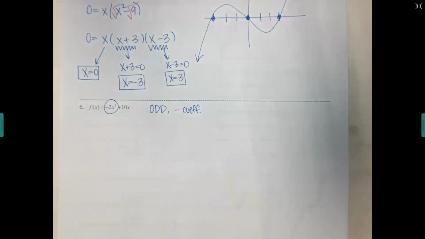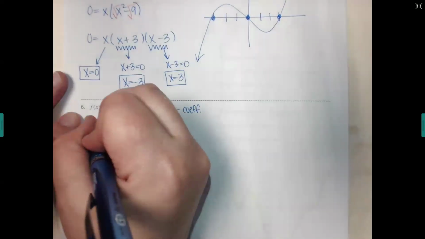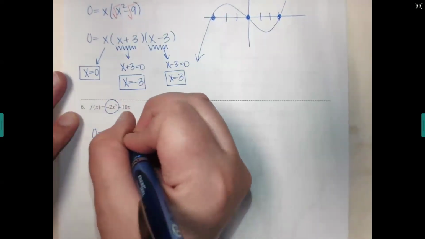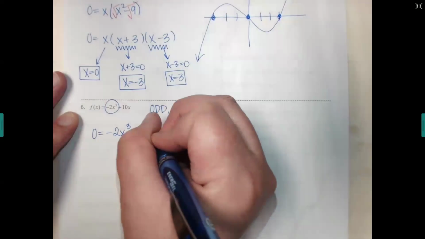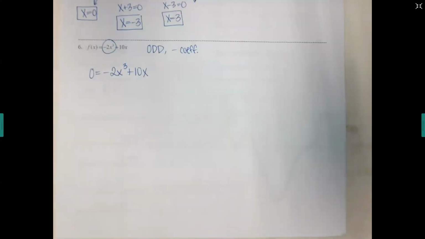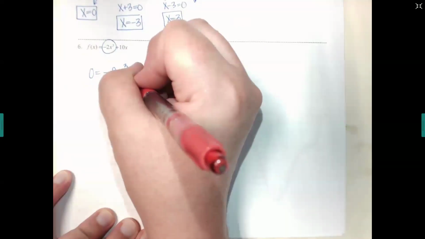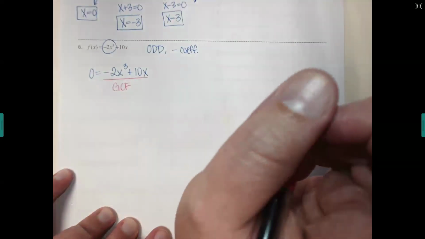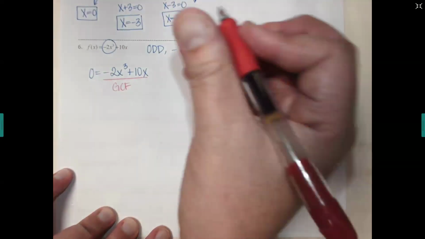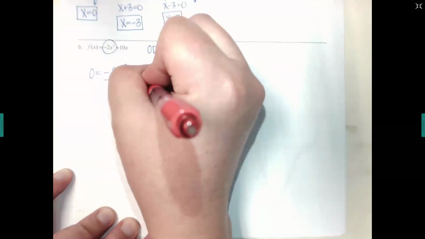To find your x-intercepts, you're setting that equal to 0. So 0 equals -2x^3 plus 10x. Okay, what should we do first? What type of factoring? GCF, what can I take out? A 2x. Now, if the front term is negative, you should take that out as well. So we're going to divide out a -2x.